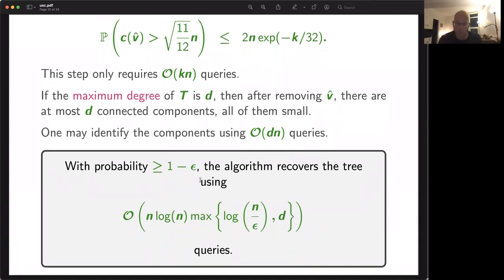So now, based on this, it's really easy to see that we can actually identify the underlying tree in at most this many steps. So what's this? n log n. That's great. Remember, we want something which is smaller than n squared, so n log n would be fantastic. Then there's another log n here.